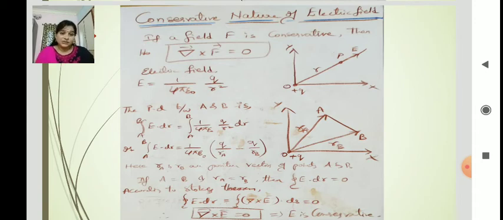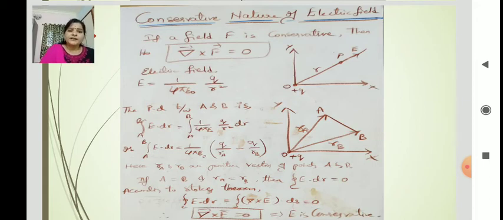The integration of 1 by r square is minus 1 by r, so we substitute the upper and lower limits. So the integral from A to B of E dot dr is equal to 1 by 4 pi epsilon naught times q by RA minus q by RB. Here RA and RB are the position vectors we have just discussed.